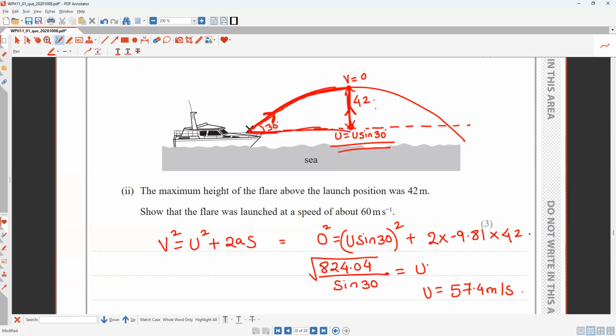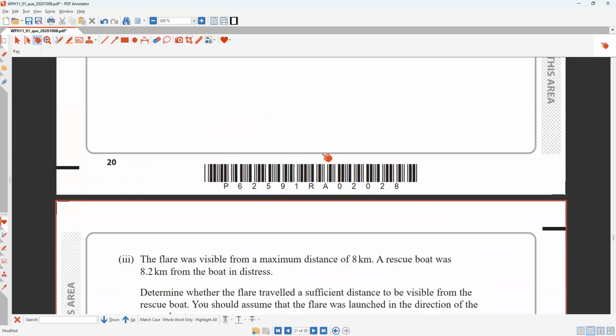Let this be the initial velocity. Let's do the final velocity. I know the vertical distance maximum. Then I use v squared is equal to u squared plus 2as. Everybody understood this, right? Online? Yes. Yes. Yes. Now let's go to the next one.